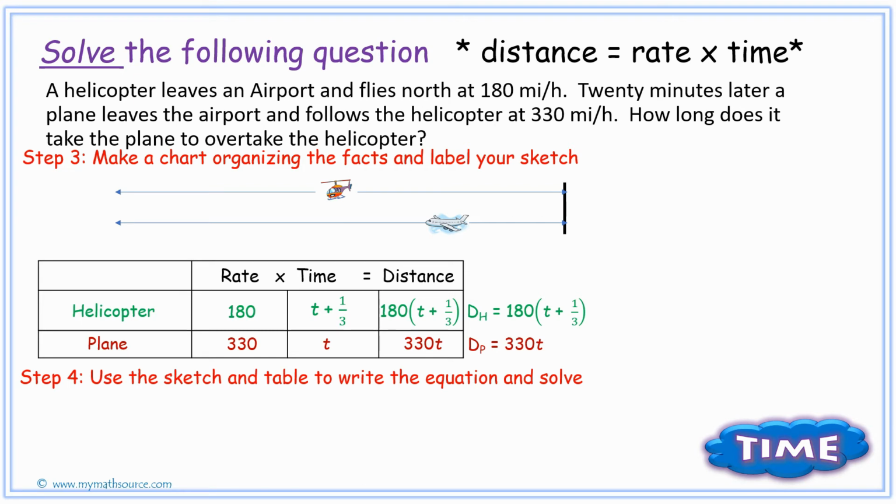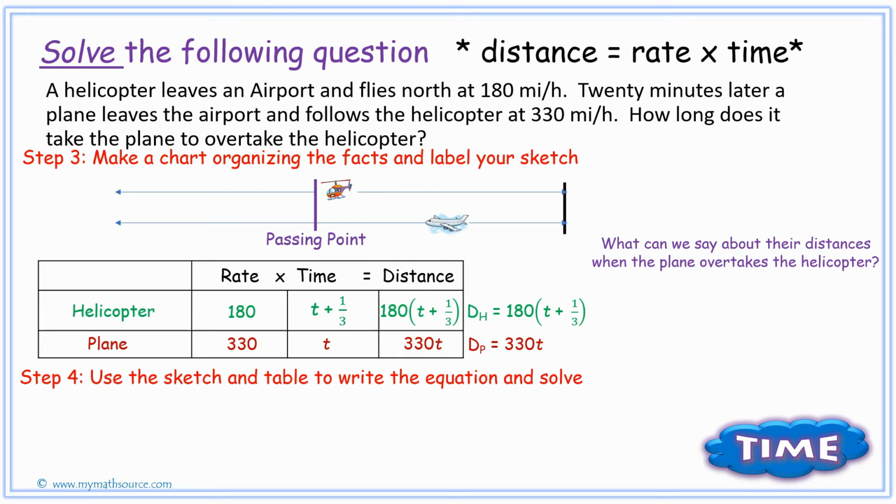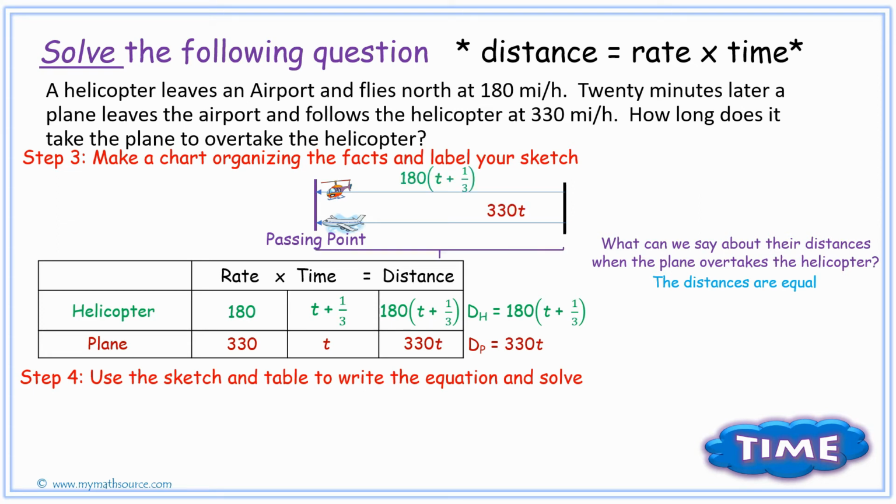Now, what we want to do is use the sketch and our table to write the equation and solve. The way we can do this is simply think about what's happening when the plane overtakes the helicopter. Here is a little visual again. The plane will be at the same point as the helicopter. They would have traveled the same exact distances, or their distances would be equal at the time that the plane overtakes the helicopter. With that stated, we can now come up with a verbal model. The distance the plane travels is equal to the distance the helicopter travels.